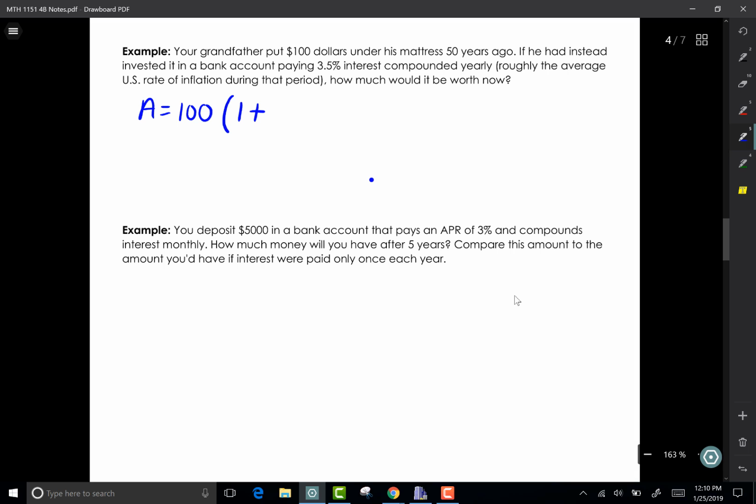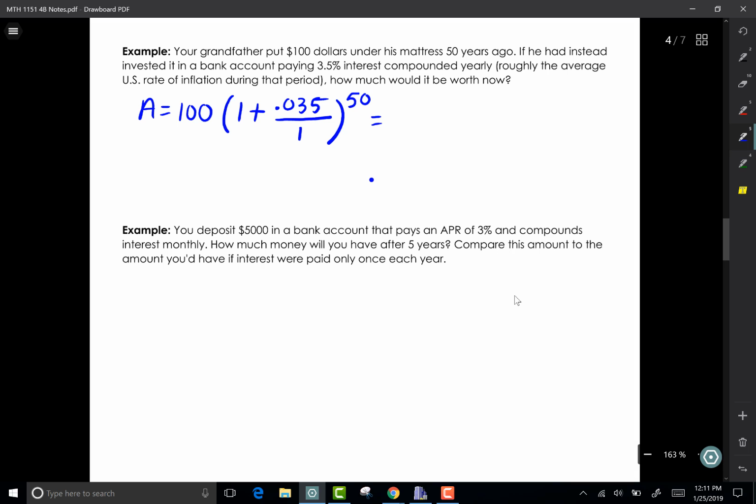The APR is 3.5%, so when I put that in decimal form, that's going to be 0.035. And I got to divide that by my little n. Now, like I said, this is compounded yearly, so little n would be 1, once a year. And then this is once a year for 50 years. So 50 is going to go here. 1 times 50, which is just 50.